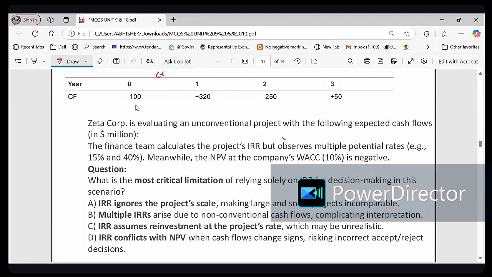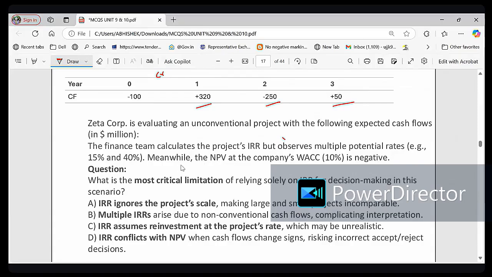So they are losing $100 million in the 0 year. Means they have invested, right? They have invested $100 million. You know what is the meaning of this zero? Negative. Negative means the cash is going out of the company. So it means they have invested this, right? In the first year the cash inflow is $320 million. In the second year they are losing this much. In the third year they are getting this much, right? So it starts negative, then jumps to positive, and then dips negative again, right?